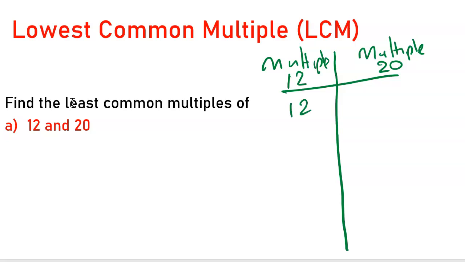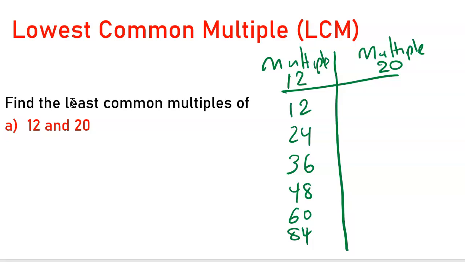So multiples of 12: 1 times 12 is 12. 2 times 12 is 24. 3 times 12 is 36. 4 times 12 is 48. 5 times 12 is 60. 7 times 12 is 84.